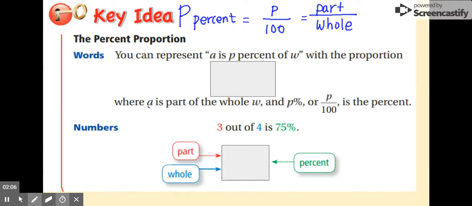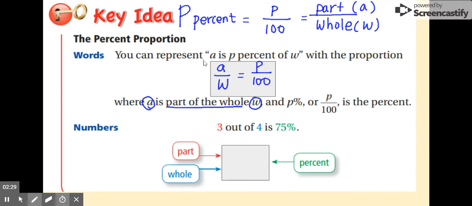So let's say A is the part of the whole, W. I'm just using variables because it's short, saves my time. So I'm going to just rewrite it. Part to whole is equal to percent out of 100. So this is called percent proportion because I can write these two ratios, and then these two ratios make a proportion. So the ratio of part to whole is equal to percent to 100.